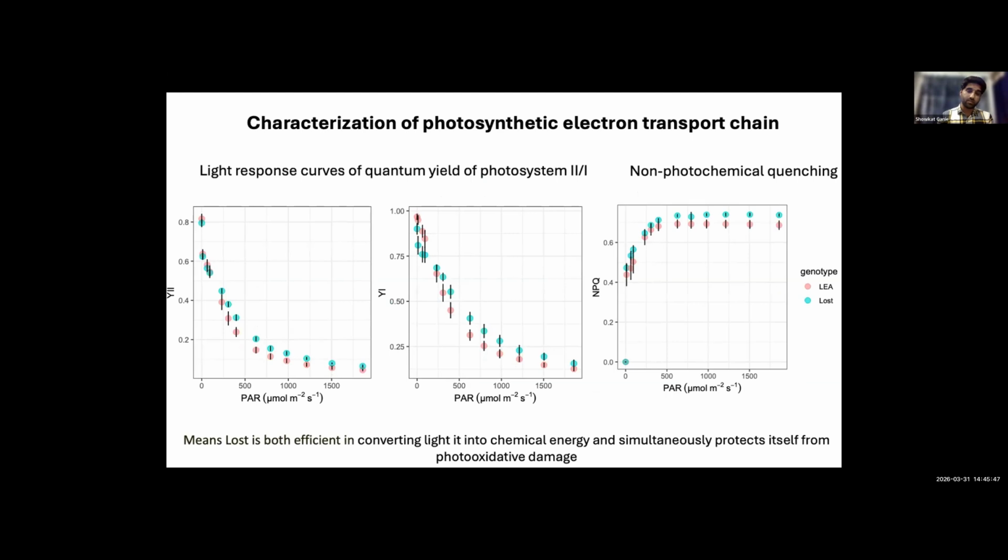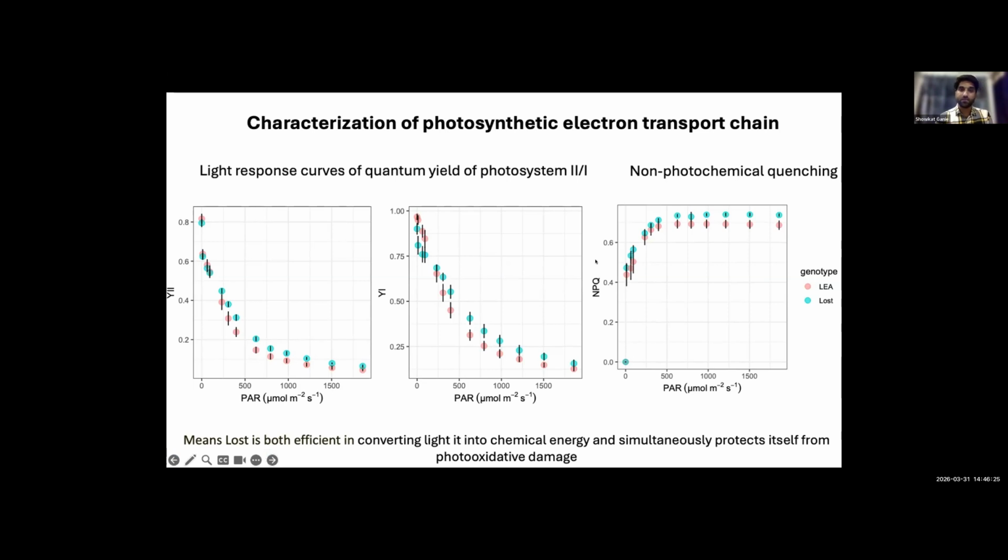Besides these electron transports and redox potential of the different components, we also wanted to know the photosynthetic yield at the two photosystems. We can see that the yield, which is how efficiently the plant converts the light energy into chemical energy or biomass, decreases with increasing light intensities. However, it's mostly higher at most of the light intensities, and it's higher in the wild species than the cultivated ones.